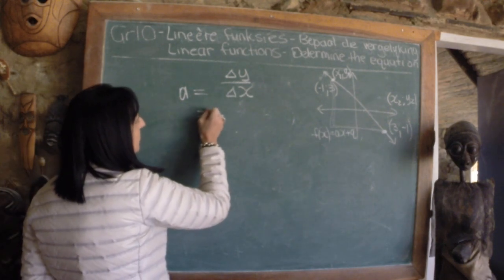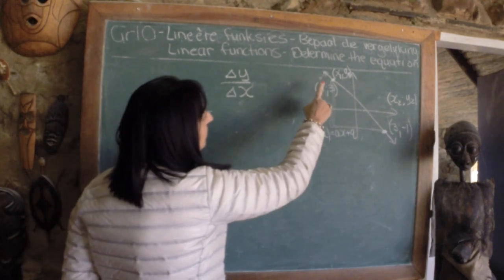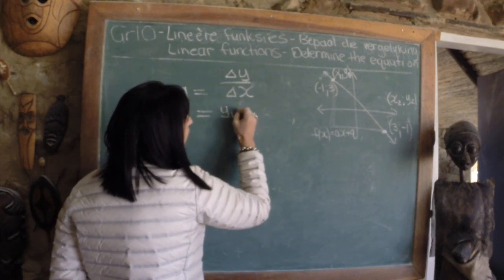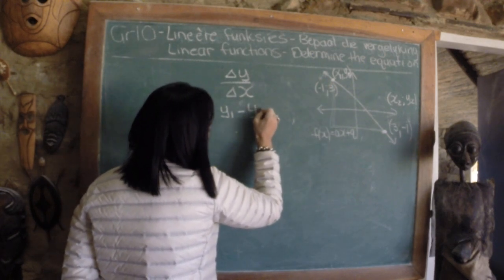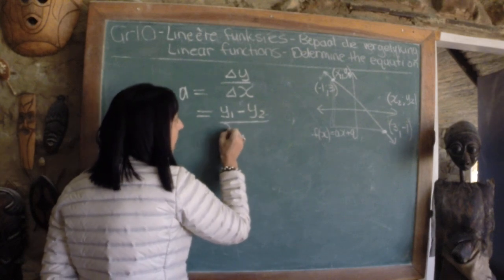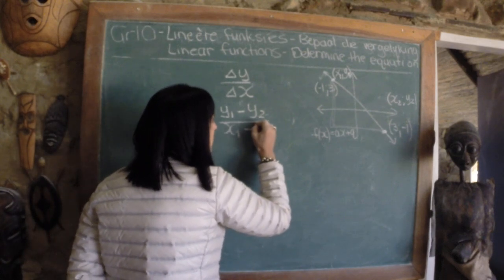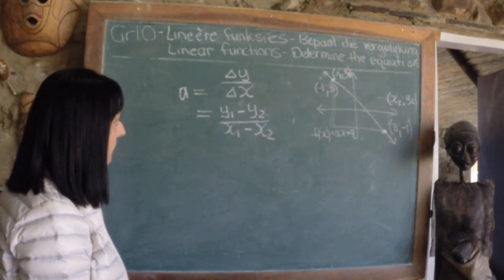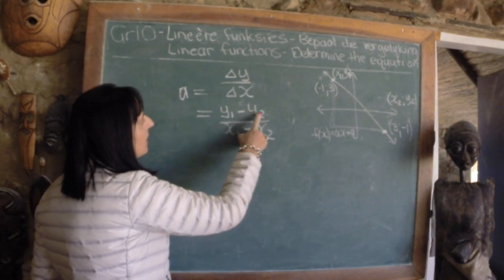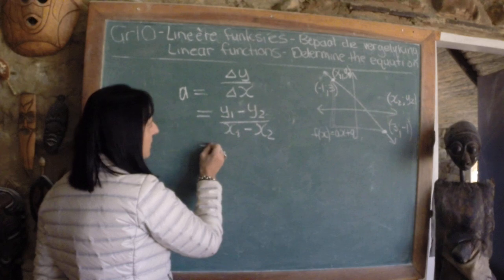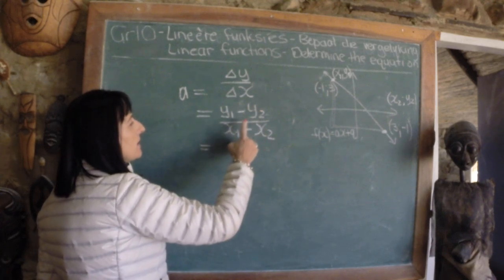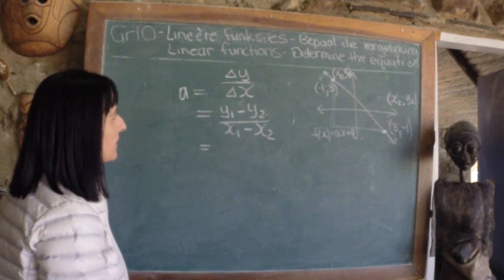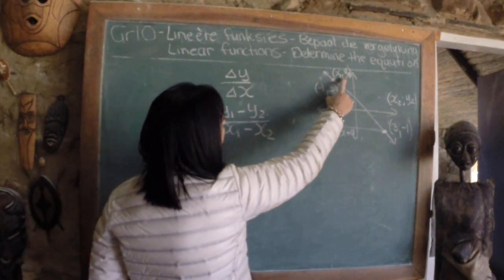To get the difference in y, I take the y value, y1 minus y2 on x1 minus x2. Dit het ons ook geleer in graad 9. Kry die verandering in y op die verandering in x. So jy kan of sê y2 minus y1, x2 minus x1, of so, maak nie saak wat 'n punt jy gebruik nie. But let's start there.